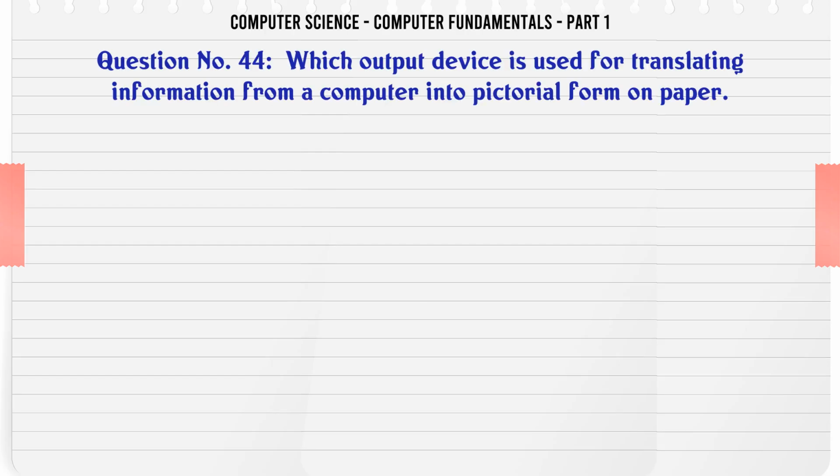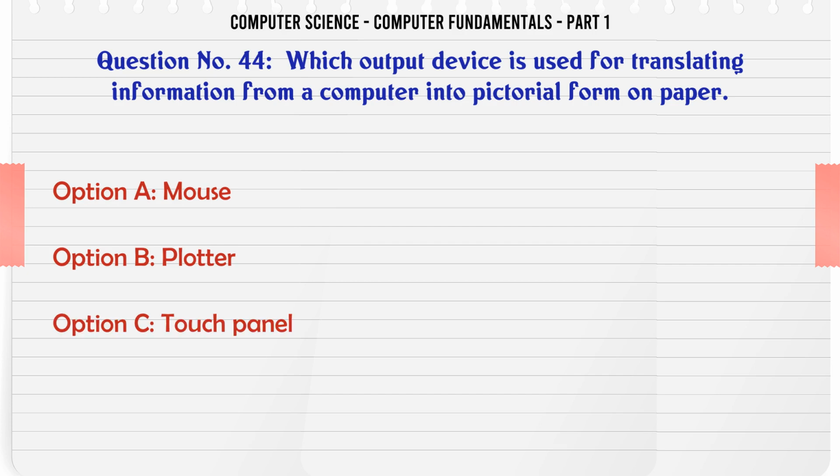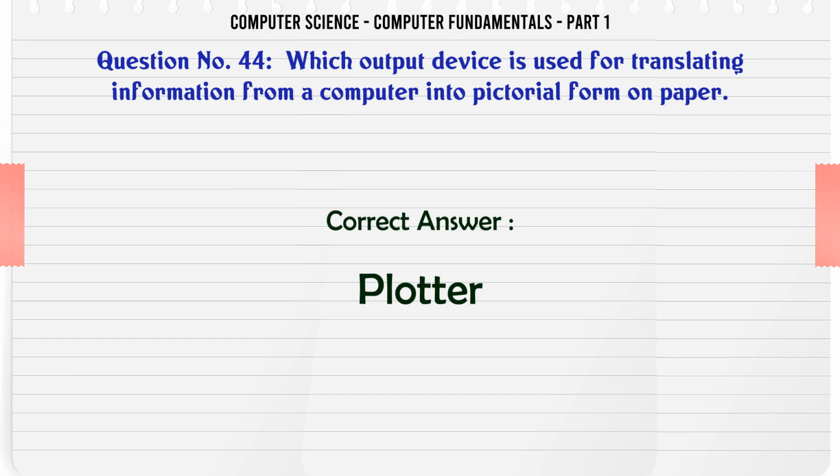Which output device is used for translating information from a computer into pictorial form on paper? A. Mouse. B. Plotter. C. Touch panel. D. Card punch. The correct answer is plotter.